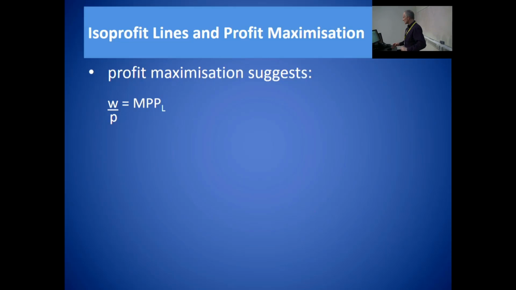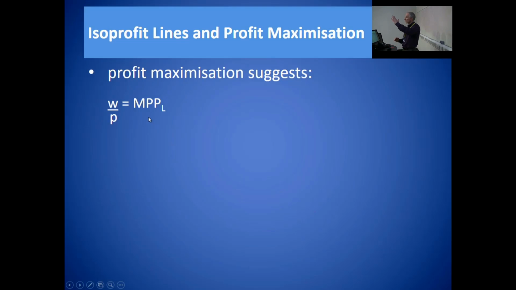At the beginning of this lecture, I said that the slope of the isoprofit line was W over P, the wage over the price of output. We've also said previously that the slope of the short run production function equals the marginal physical product of labour. The marginal physical product of labour shows how much extra output an additional worker adds. So if you apply one extra worker, how much more output does he or she produce? That extra output is the marginal physical product of labour.